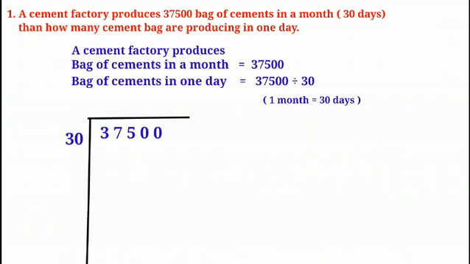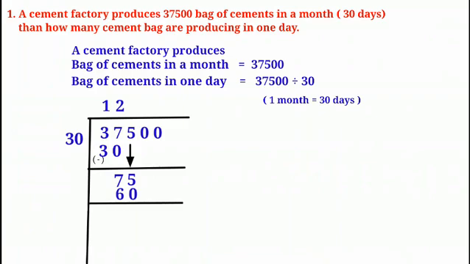Here, 37,500 divided by 30. First we take 37. How many 30s in 37? Yes, one 30 is 30. Now we subtract 30 from 37. We get 7. Bring down the hundreds place number 5. We get 75. How many 30s in 75? Yes, two 30s are 60. Subtract 60 from 75. We get 15.